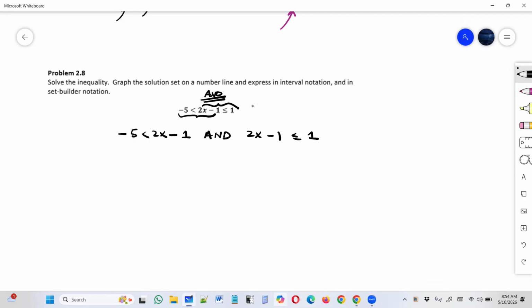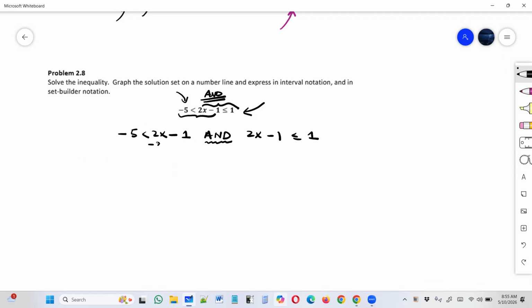So in our course, I don't think I'm going to give you a question involving this double inequality because I want it to be explicitly clear that we're using an AND. So in case you see this somewhere in a textbook, you can always break it the way I'm breaking it here. And then you can solve it the way we did before. So let's solve each inequality separately.